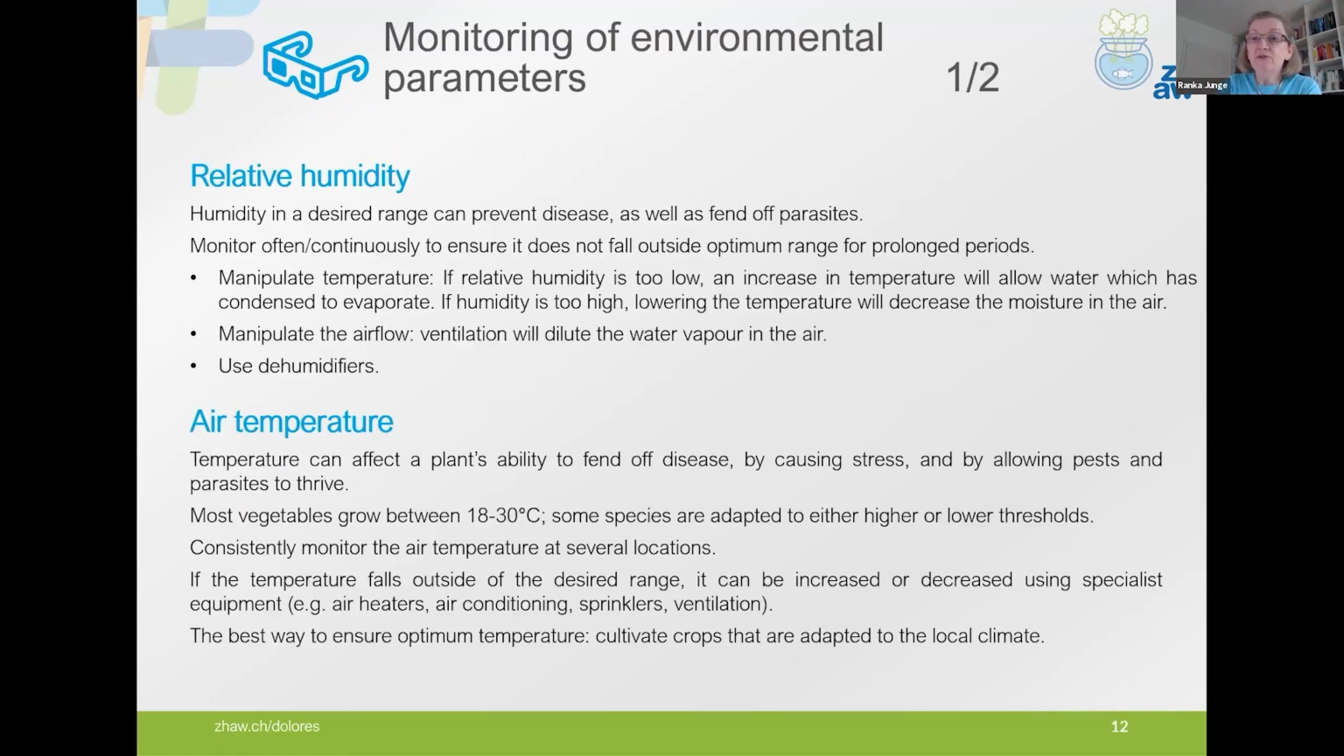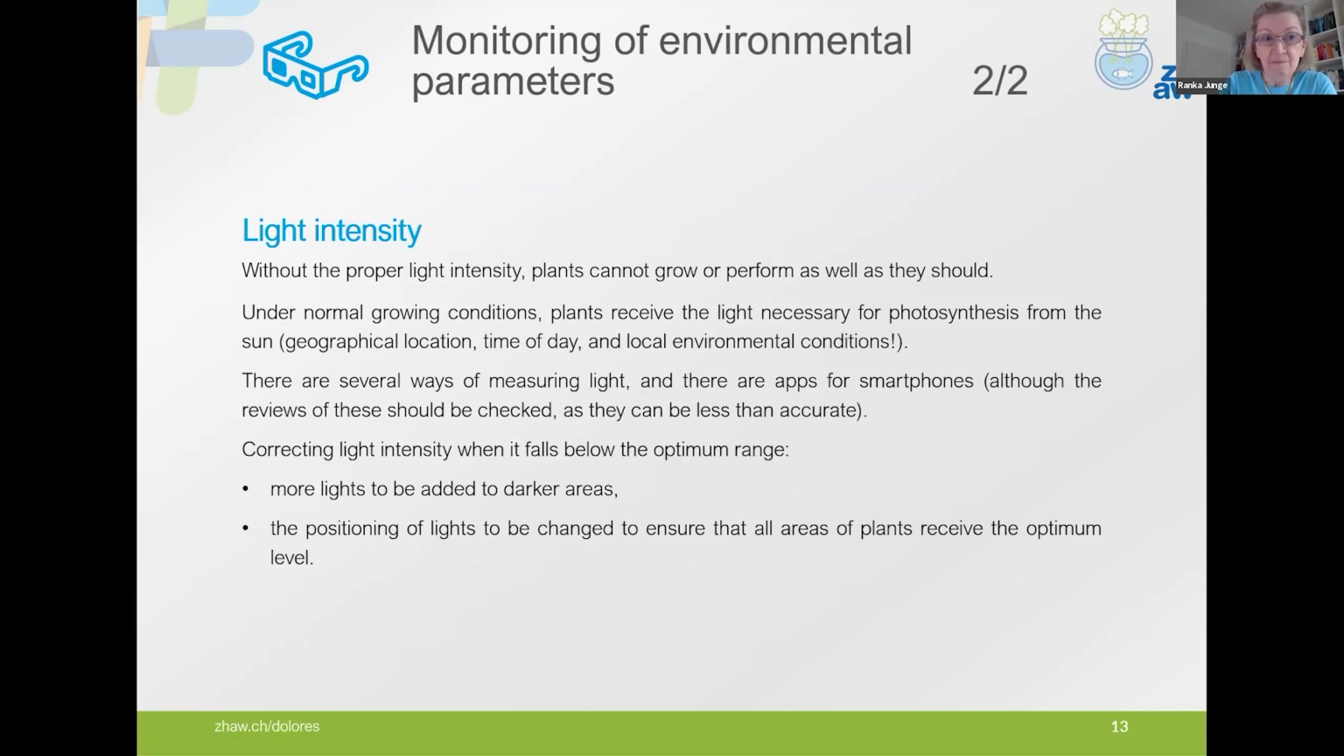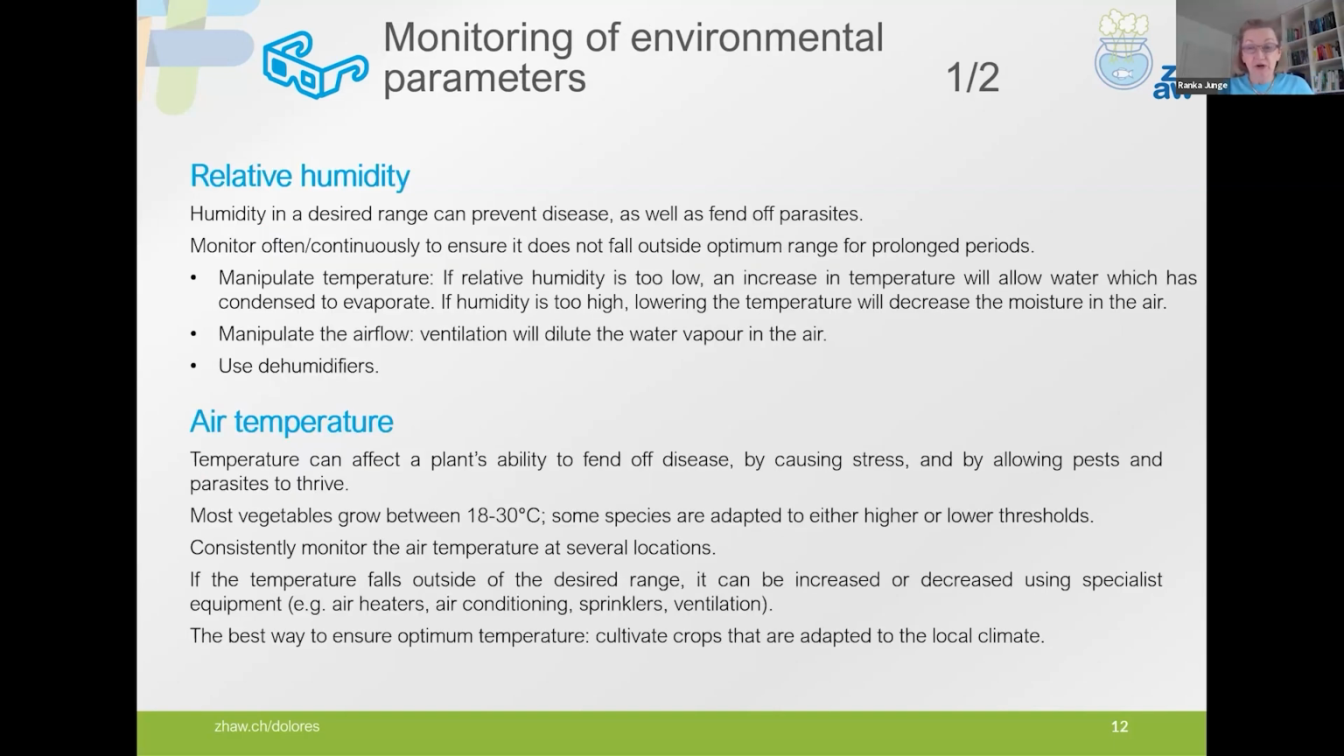And then you need to monitor environmental parameters in the greenhouse. Zala was talking about environmental parameters, so I'm not going to go into detail here. You need to monitor relative humidity, air temperature, and light intensity so that they are in the proper range of the plants that you are cultivating. Now, for most vegetables, if it's outside the proper range, you need to manipulate the temperature or the humidity or the light conditions.